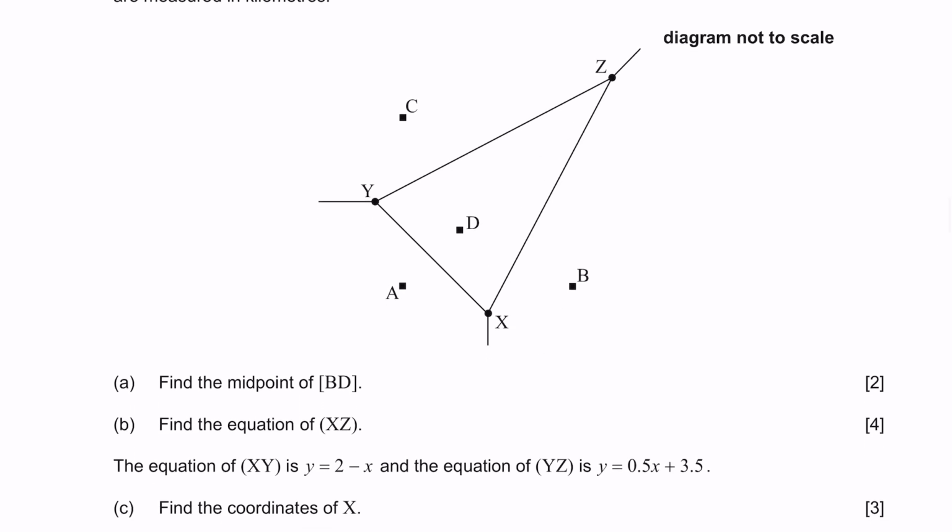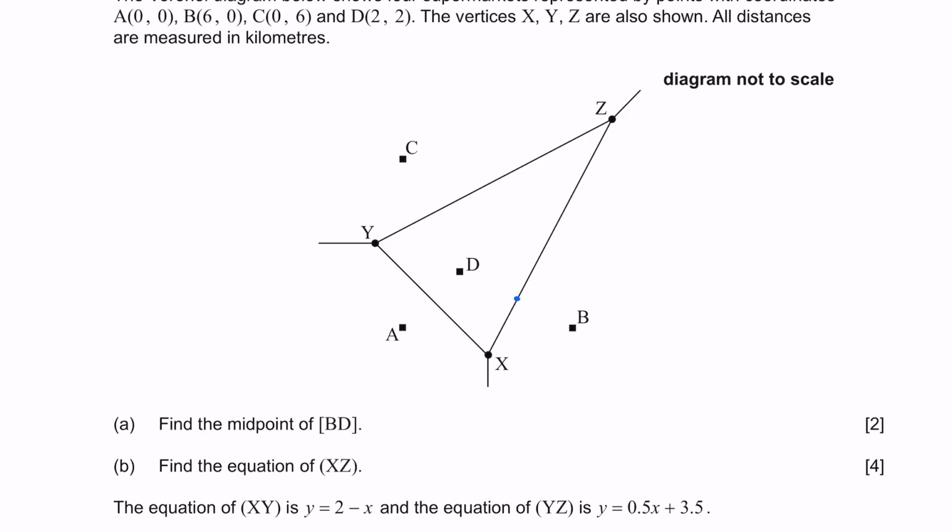Part A asks us to find the midpoint of BD. So here's B, here's D. The midpoint between these two would be right about here. The midpoint formula is given to us in the formula booklet. I'll write it out here. Midpoint is given as the halfway value between the x's and the y's: x1 plus x2 over 2, and y1 plus y2 over 2.